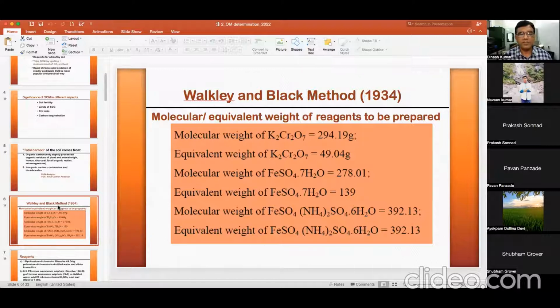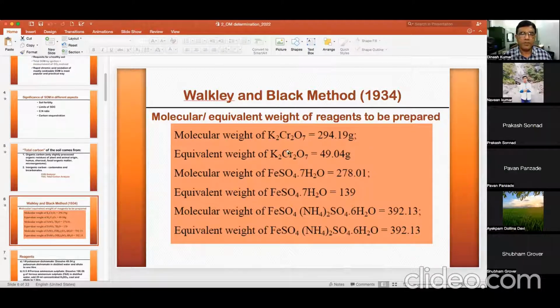So as discussed in one of the lectures, for a normal solution you need the equivalent weight. For a molar solution, you need the molecular weight. The molecular weight of potassium dichromate is 294.19 gram. So you can work out the equivalent weight of potassium dichromate.